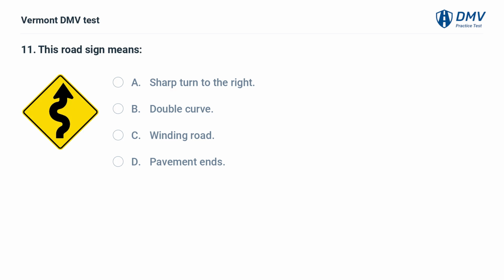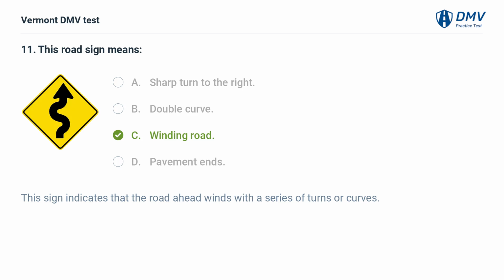This road sign means A. Sharp turn to the right. B. Double curve. C. Winding road. D. Pavement ends. C. Winding road. This sign indicates that the road ahead winds with a series of turns or curves.